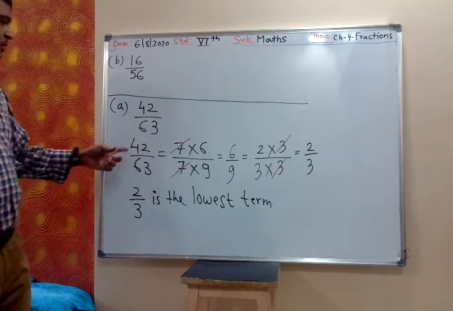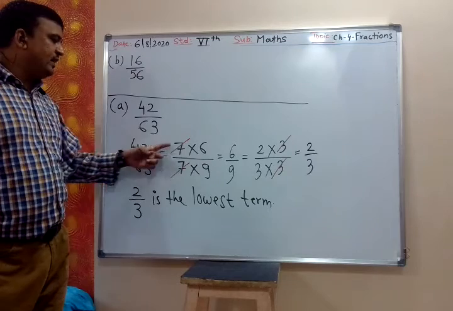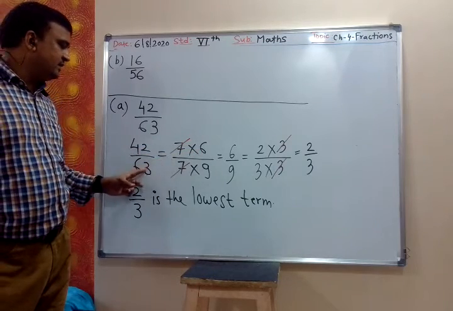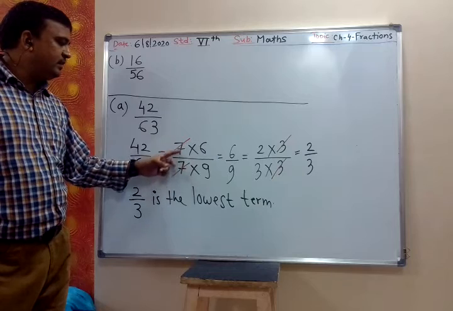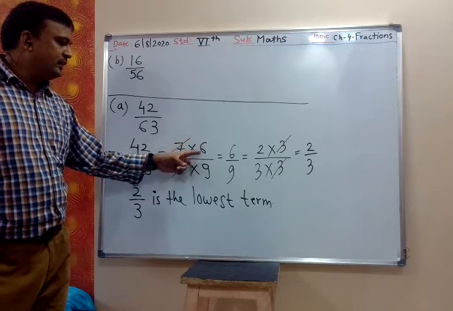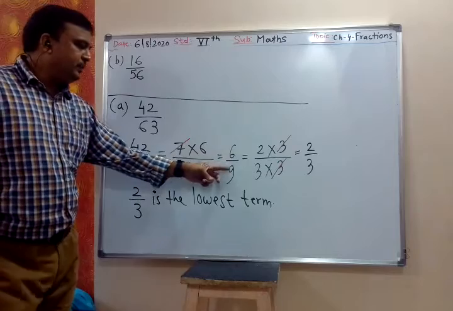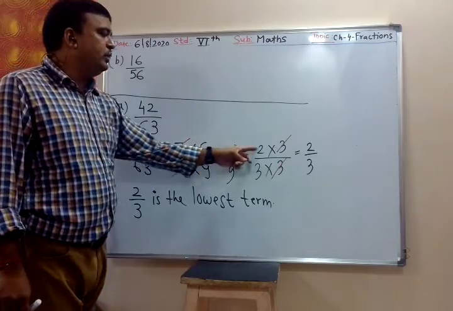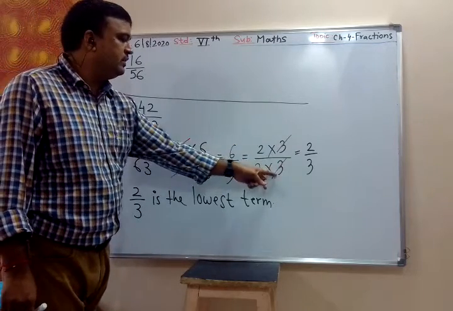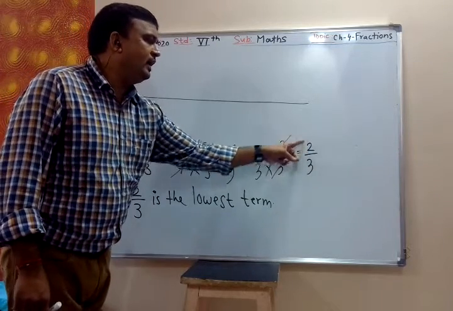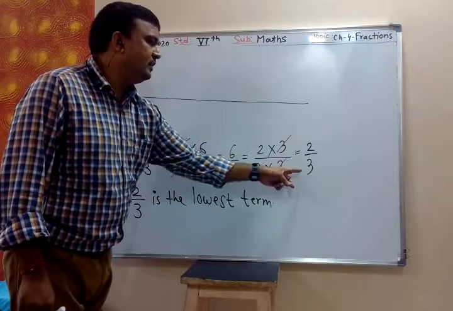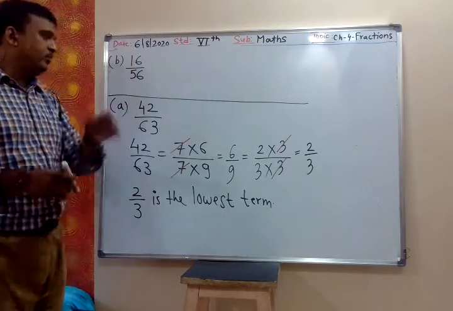Then 42 I can write 7 into 6. 63 I can write 7 into 9. 7 is the common number, same number, I can cancel. Now 6 upon 9, I can write 6 as 2 into 3, 9 as 3 into 3. 3 gets cancelled. What is left? 2 upon 3. I cannot cancel anything in this. So 2 upon 3 is the lowest term.